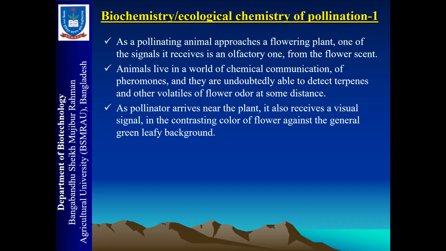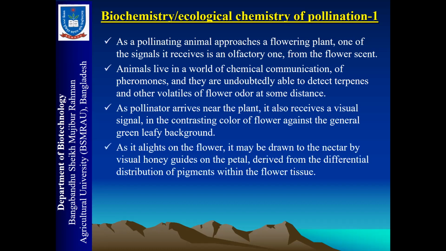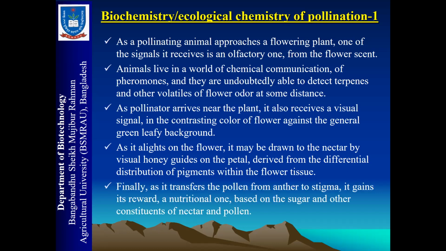As the pollinator arrives near the plant, it also receives a visual signal in the contrasting color of the flower against the general green leafy background. As it alights on the flower, it may be drawn to the nectar by visual honey guides on the petal, derived from the differential distribution of pigments within the flower tissue. Finally, as it transfers the pollen from anther to stigma, it gains its reward, a nutritional one, based on the sugar and other constituents of nectar and pollen.